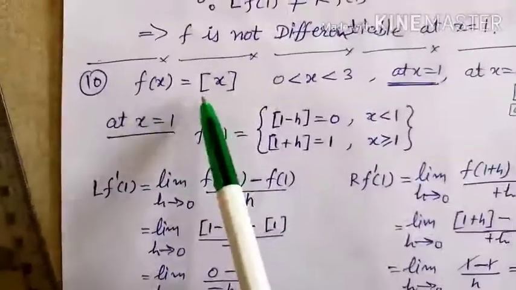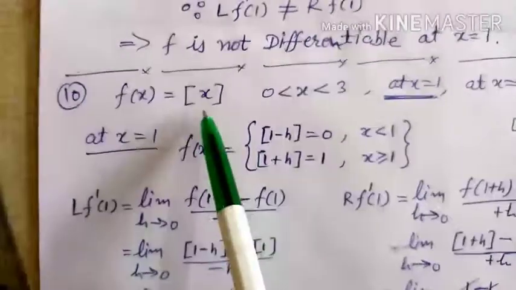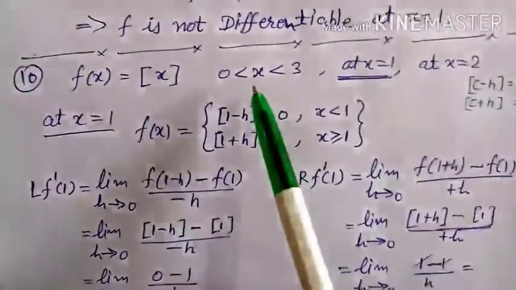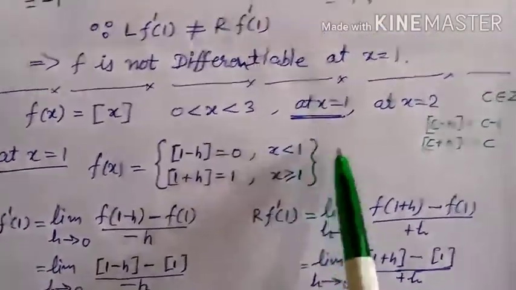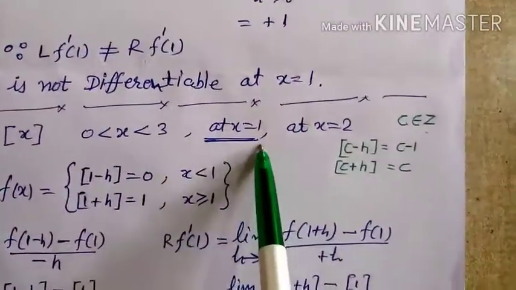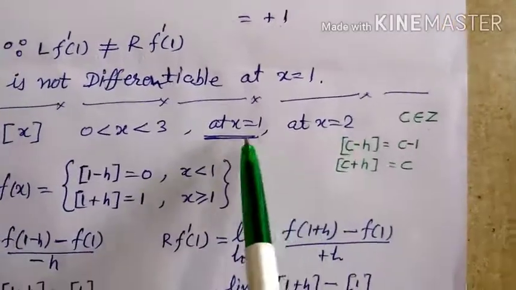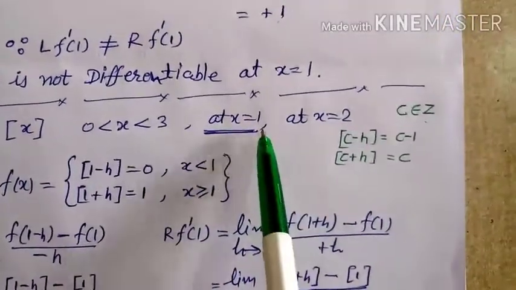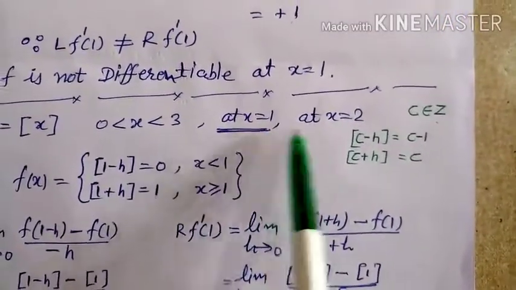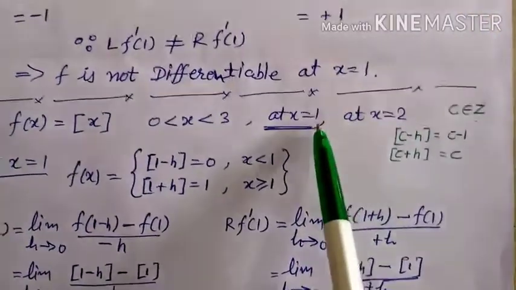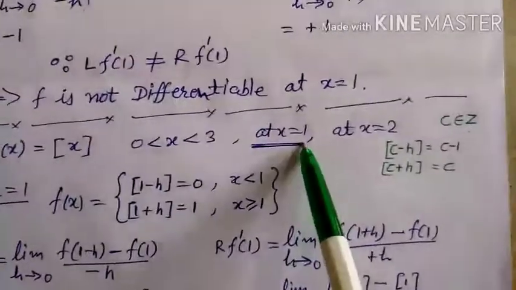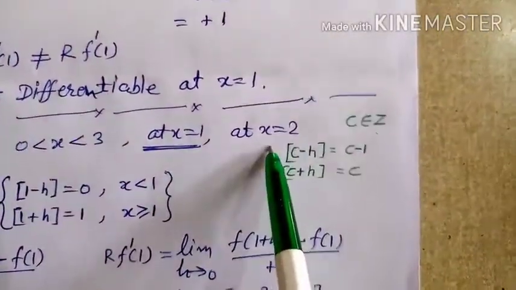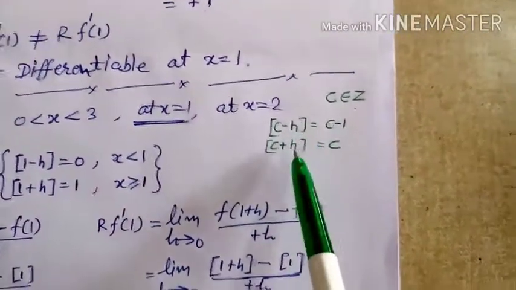Here the function f of x is the square bracket x, it means the greatest integer function, and here x is greater than or equal to 0 and less than or equal to 3, and we have to check at x equal to 1 and at x equal to 2. We have to show that at x equal to 1 and 2 the function is not differentiable. So I am showing only at x equal to 1, and at x equal to 2 you will do. And let's see one more thing.